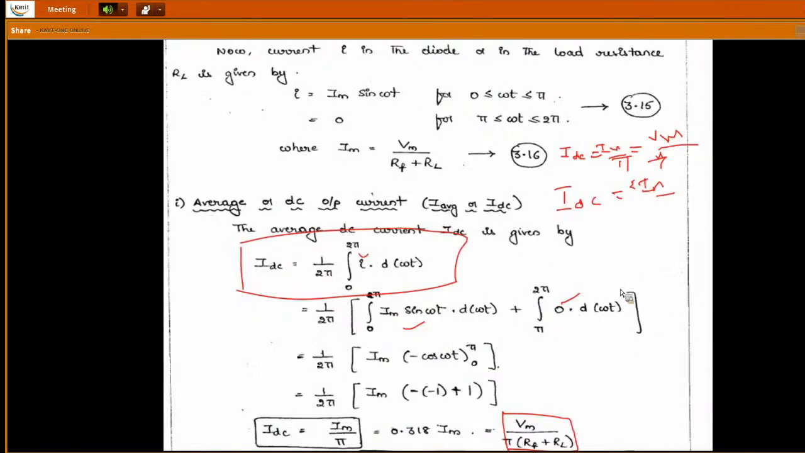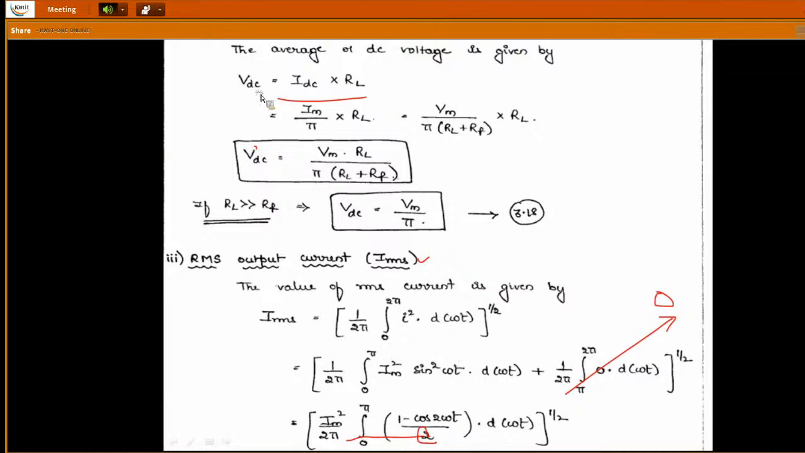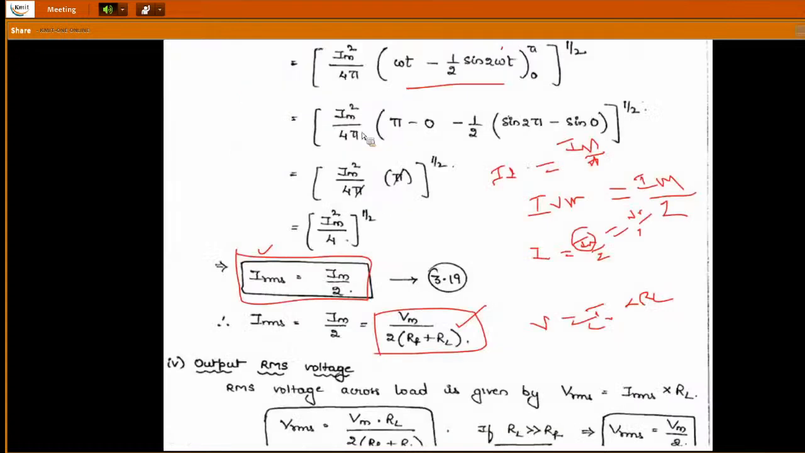Same thing: there it is a DC value, that's why IDC is multiplied by RL. Now if you are calculating the RMS voltage, the current is the RMS current multiplied by RL. What is the IRMS value? Here IRMS is equal to Vm by 2 into Rf plus RL, multiplied by your RL. V is equal to I into R, where I is your IRMS value multiplied by the RL value.